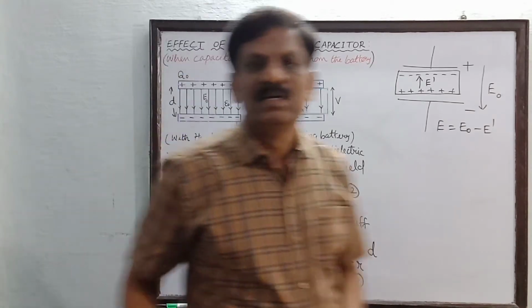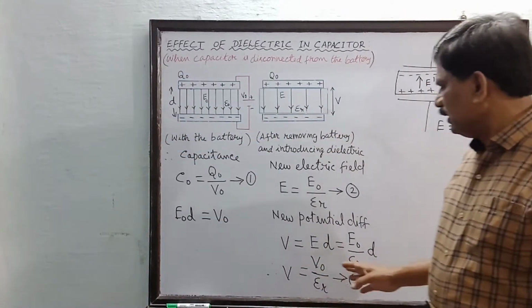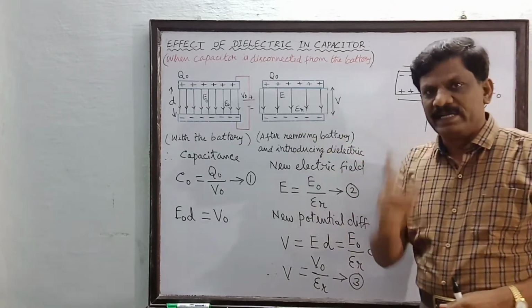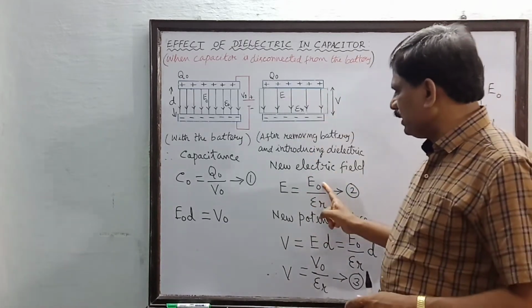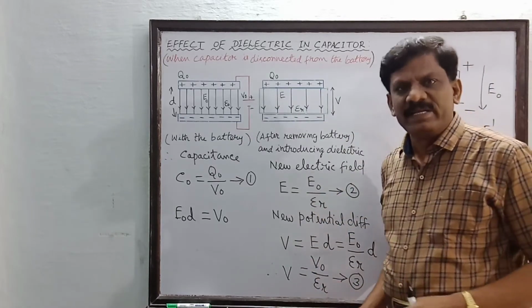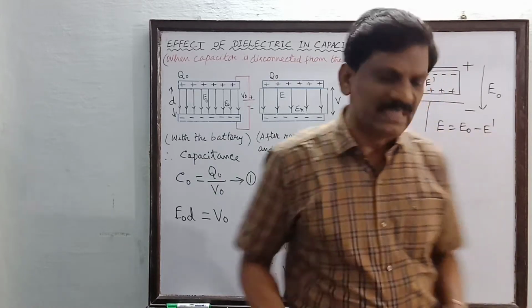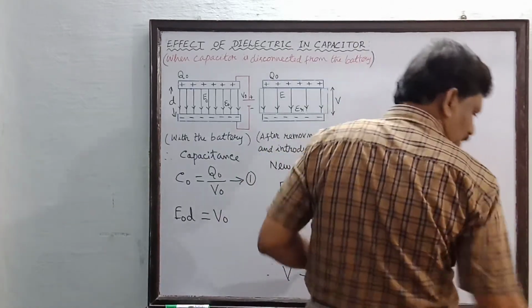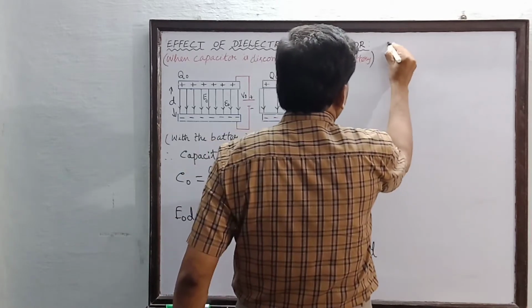Have you understood? So from these two equations, we find that after introducing the dielectric, the electric field decreases. Similarly, the potential difference also decreases. Once again, in the summary, I will tell you. Now, what will be the new capacitance? Let us find out. So, the new capacitance.